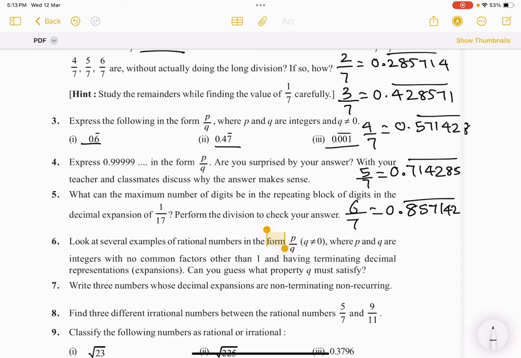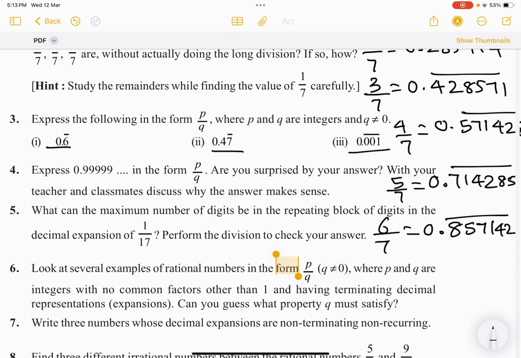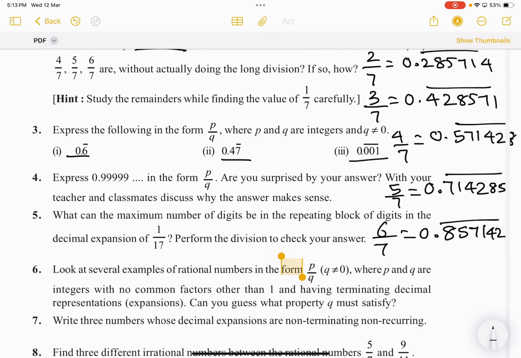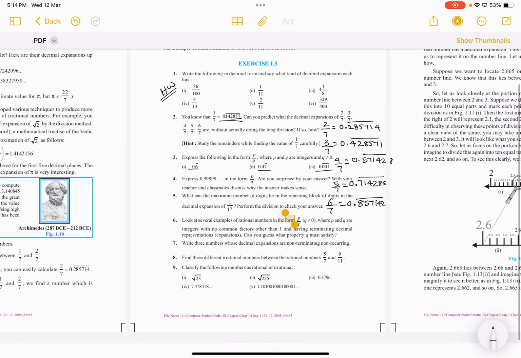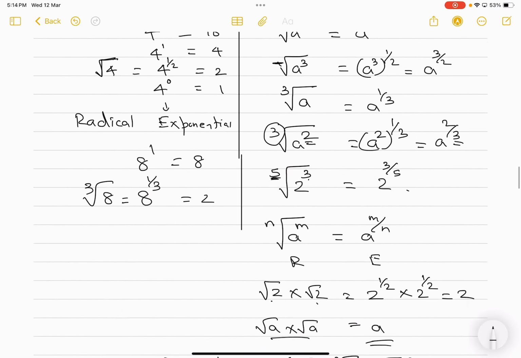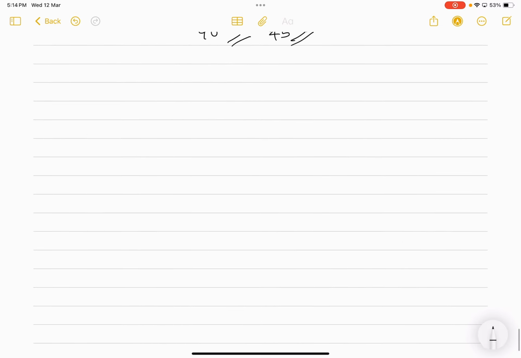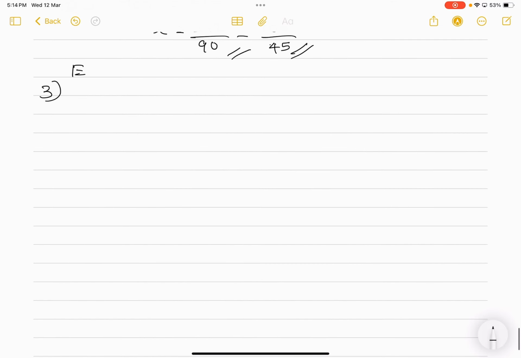0.6 bar, first question. Then next 0.47 with only the 7 bar. Third one is 0.001 with the whole 001 bar. Keep it. All these questions we are going to express in the form of p by q, the same way we did before. Question number 3 in exercise 1.3.